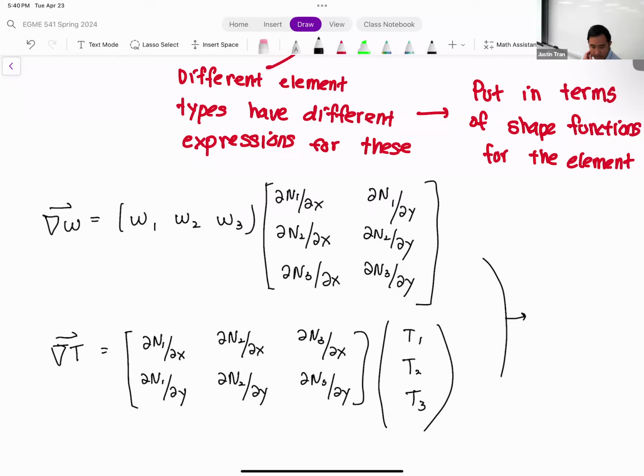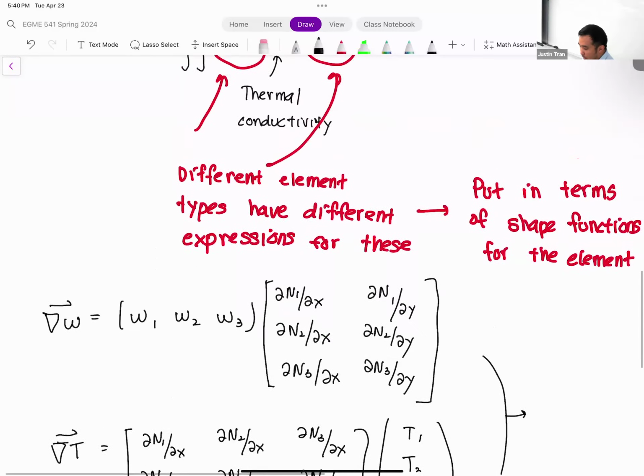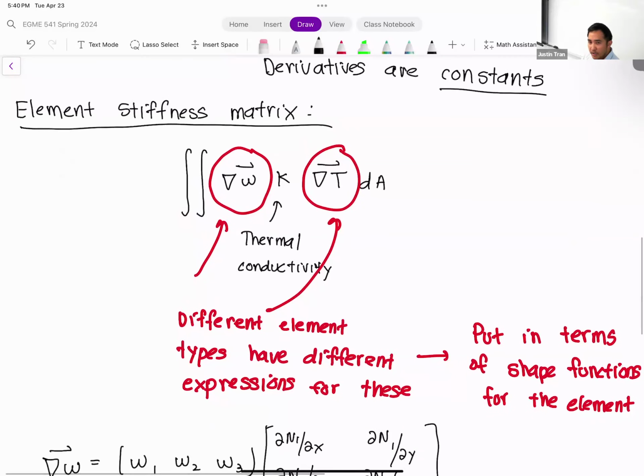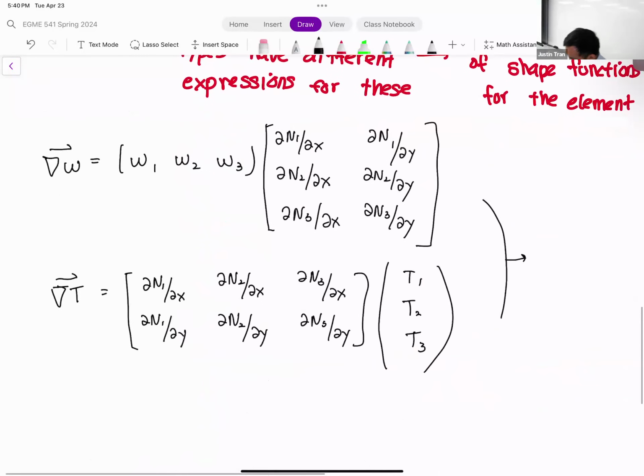And when you multiply these two things together, you're going to take these expressions for the gradient and plug them directly into our integral expression up here. You're going to get a matrix multiplication. So you're going to multiply the matrices, and what you're going to get is a 3 by 3 matrix in the end.